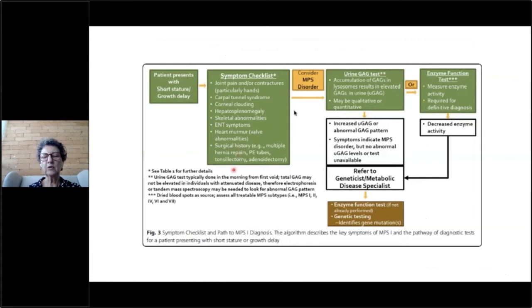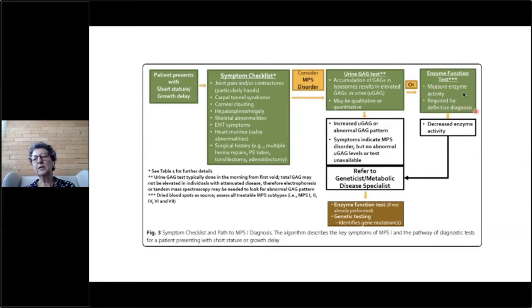Consider MPS disorder. You can go to the urine GAG test: accumulation of GAGs in lysosomes results in elevated GAGs in urine. GAG tests may be qualitative or quantitative, or you can go directly to the enzyme function test. The enzyme function test is the diagnosis of mucopolysaccharidosis; measuring enzyme activity is required for definitive diagnosis.